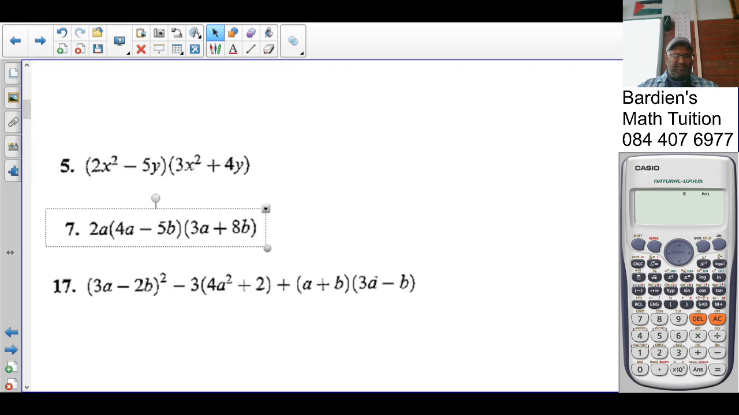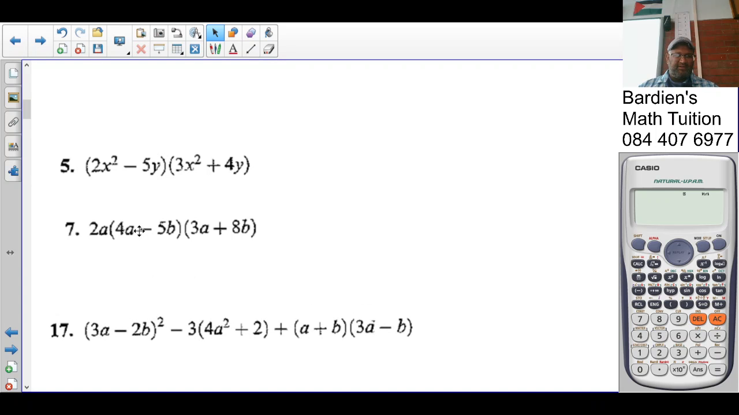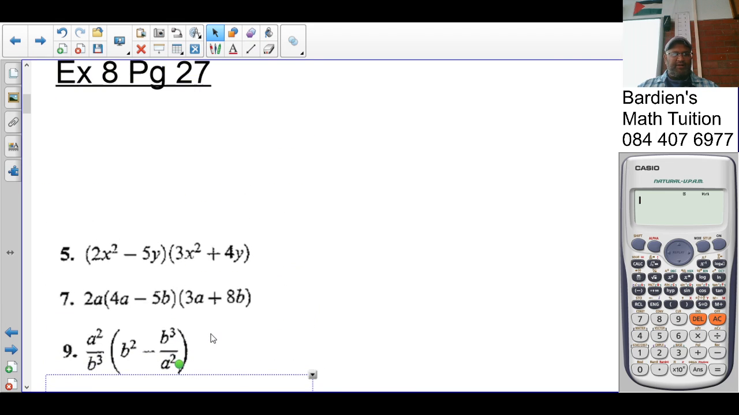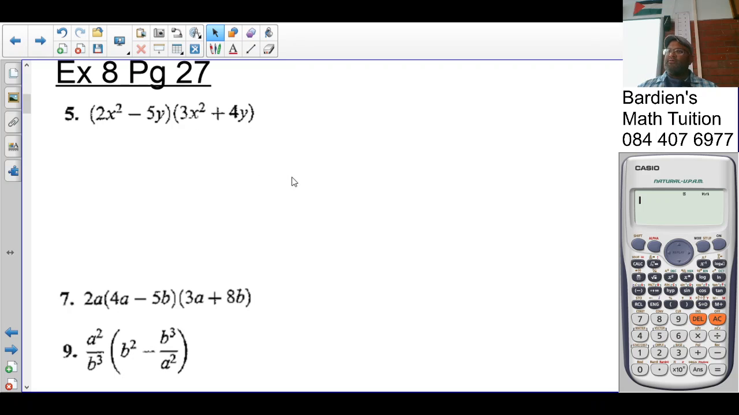For homework, I want you guys to do the even numbers. Was there any other problems of the odd numbers? Sorry? 11. As you can see, I'm spending a lot of time on this here because it's very important to understand what's going on. Okay?